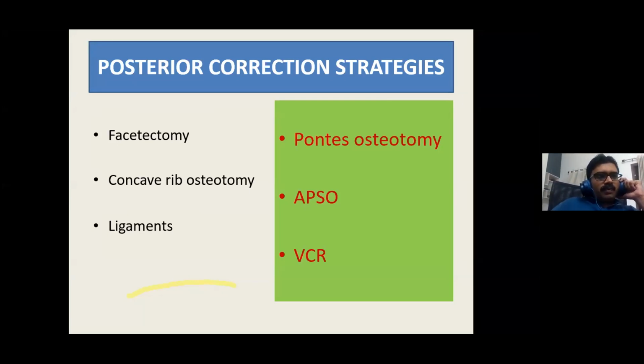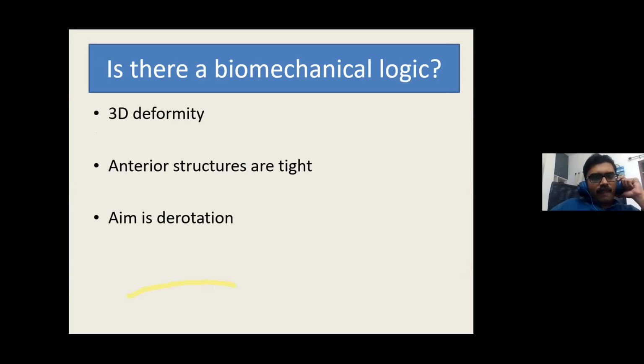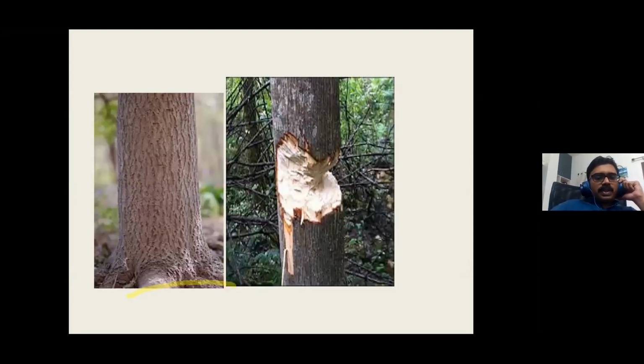A few of the classical osteotomies that we perform are the Ponte osteotomy, the asymmetric pedicle subtraction osteotomy, and the vertebral column resection, the VCR. So is there a biomechanical logic in performing a posterior procedure when it is biomechanically proven that anterior release will give definitely more correction in thoracic rotation? So what is the biomechanical logic? So I will go to the next slide and come back.